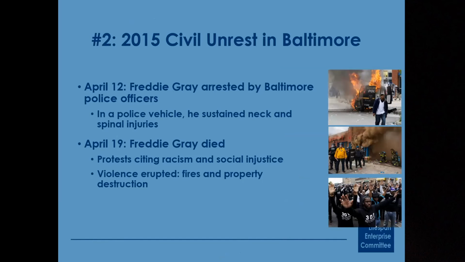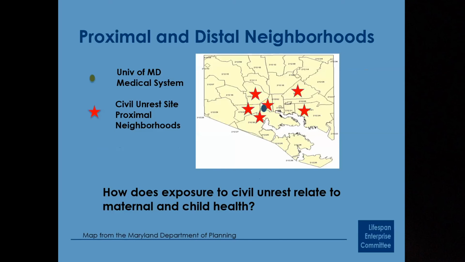Another example is in 2015, there was civil unrest in Baltimore. What happened is that a young man by the name of Freddie Gray was arrested by Baltimore police officers, and in the police vehicle, he sustained neck and spinal injuries and subsequently died. So there were protests citing racism and social injustice, and violence erupted throughout the city. Well, this is a map of Baltimore, and the red stars indicate where the violence occurred. The green dot in the middle is the University of Maryland Medical System. So we were in the middle of this.